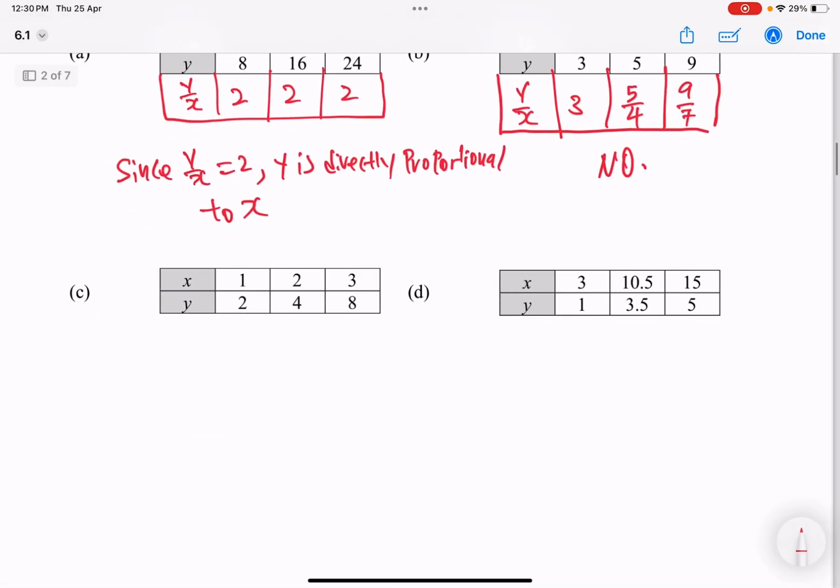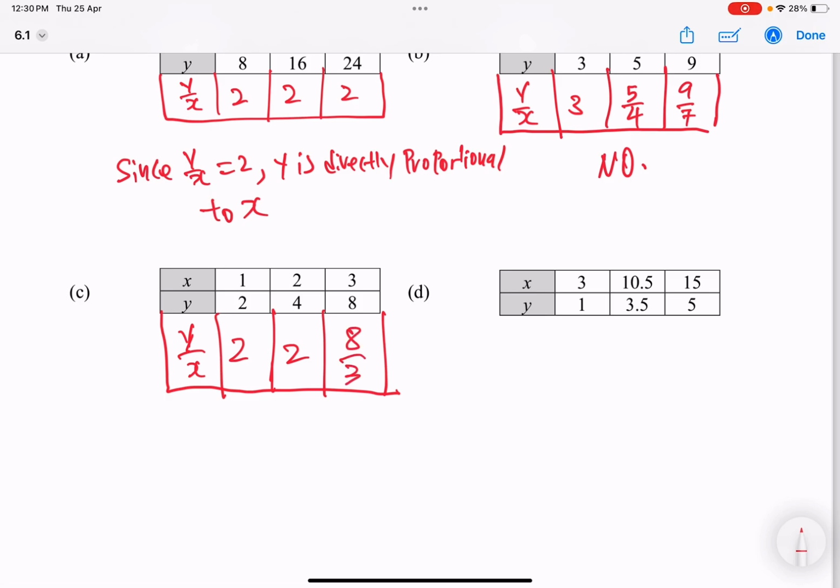Can you try the next one, the bottom one, by yourself? Write the y over the x. Calculate for each one. What is the value of y over x? First one is 2. Second one is 2. The last one is 8 divided by 3. What do you guys think? Is this directly proportional? No, because not all the values of y over x are the same.